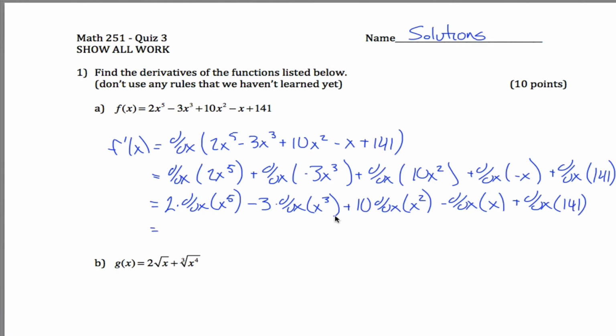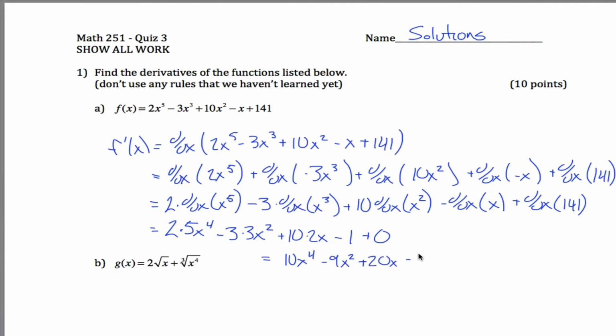And so now what I can do, all right, I'll do this for this one. I'm never going to do this again. I just have x raised up to a bunch of different powers. I have a power rule I can apply. The derivative of x to the fifth power is 5x to the fourth power. The derivative of x to the third power is 3x squared. The derivative of x squared is 2x to the first power if you want. The derivative of x is just 1, and the derivative of a constant is 0. And so I can simplify that a little bit and call it 10x to the fourth minus 9x squared plus 20x minus 1.